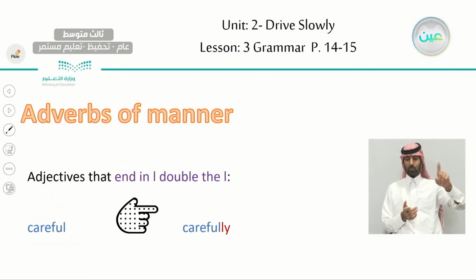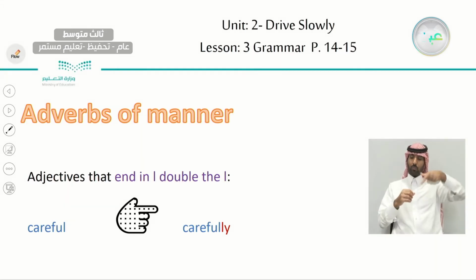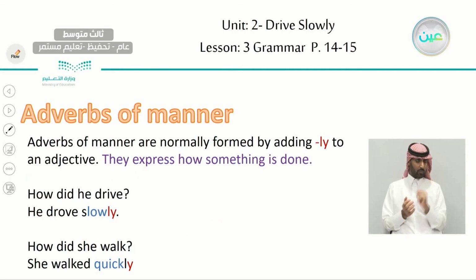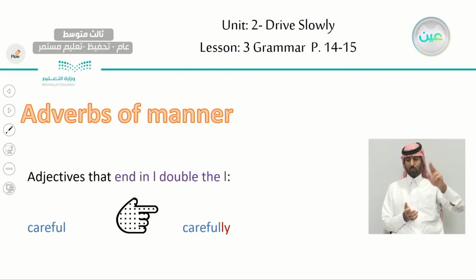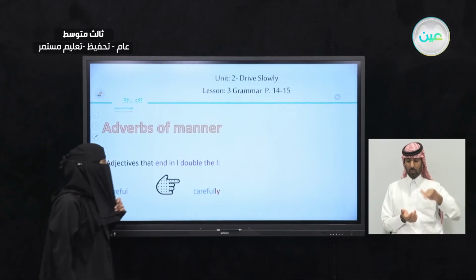Now here, as you can see, adjective that end in L, we double the L. Okay, sometimes the adjective, not like this one, quick, slow. Sometimes the adjective ends with an L, like careful. It ends with an L. What should we do? We double the L and add Y. We double the L and add Y. You can find this rule on your book also.